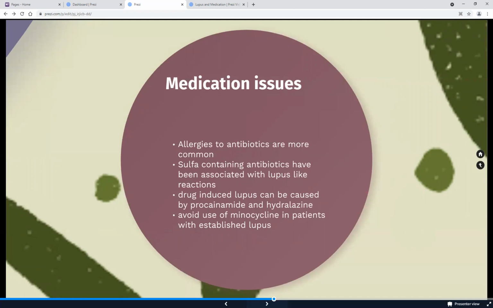There are some medications that can cause and contribute to a lupus reaction. So things like procainamide, which is a medication often used for heart rhythm disorders, and hydralazine, which is a medication often used for blood pressure, heart failure, things like that. And then also there's an antibiotic called minocycline that should be avoided in folks that have established lupus. So a couple of just general medication concerns that I wanted to share with the group for awareness.